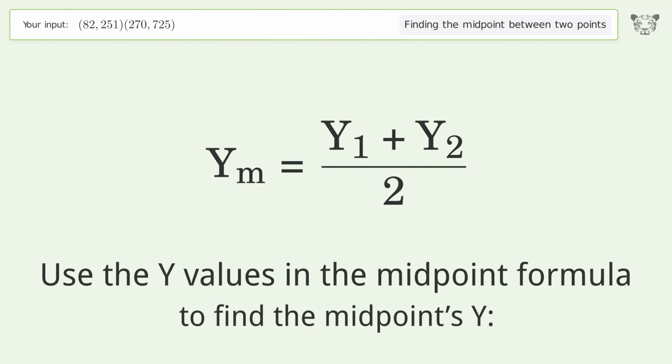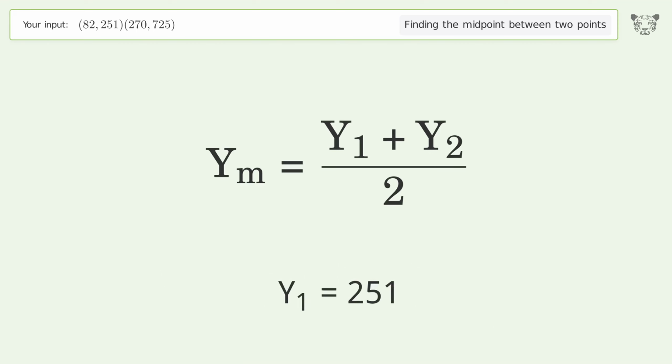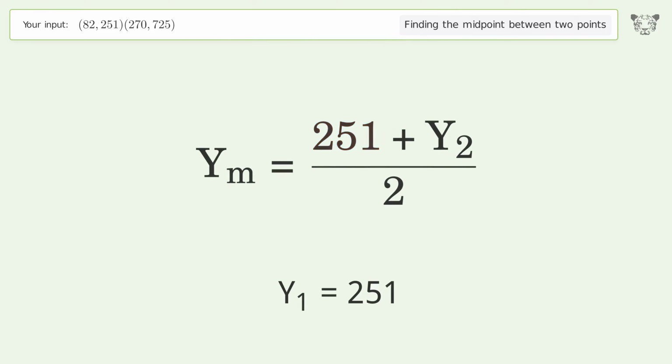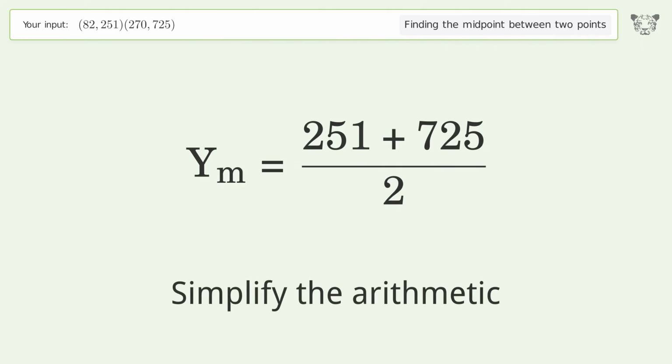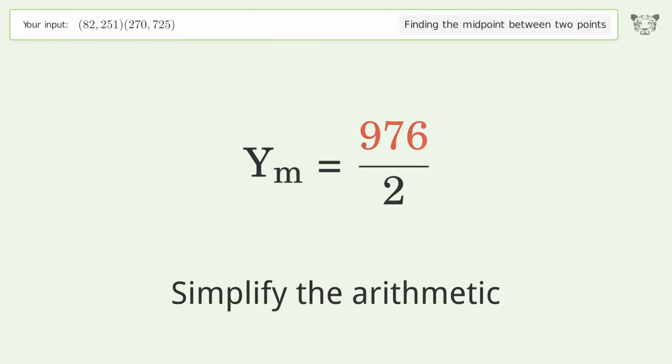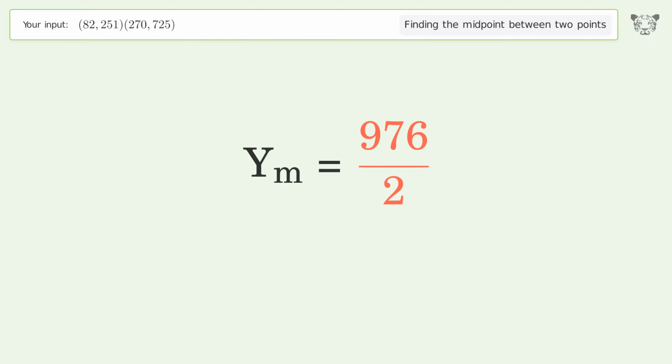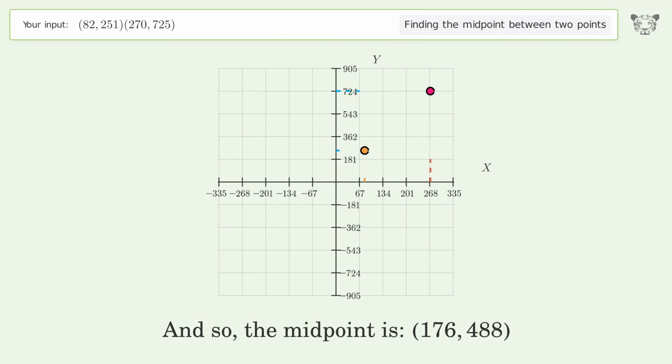Use the y values in the midpoint formula to find the midpoint's y. y1 equals 251. y2 equals 725. Simplify the arithmetic. And so, the midpoint is (176, 488).